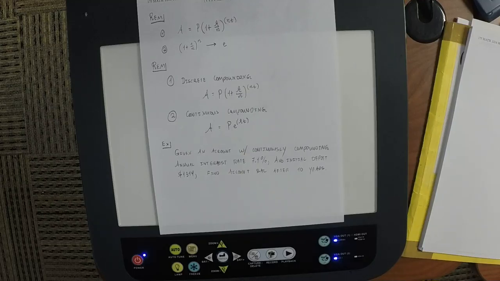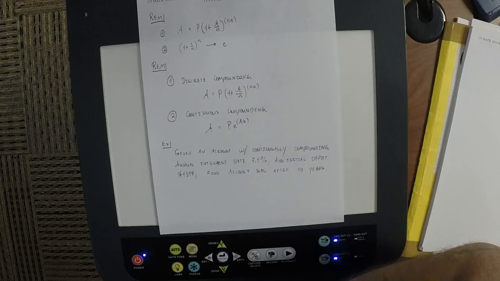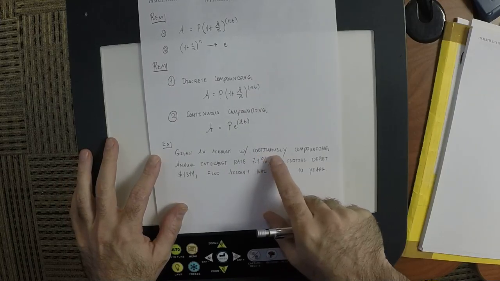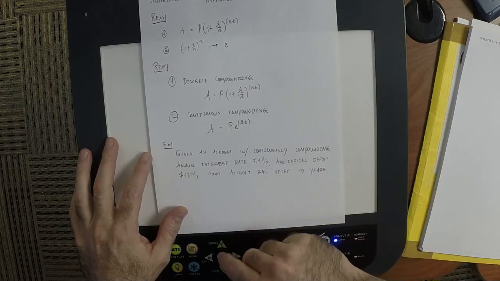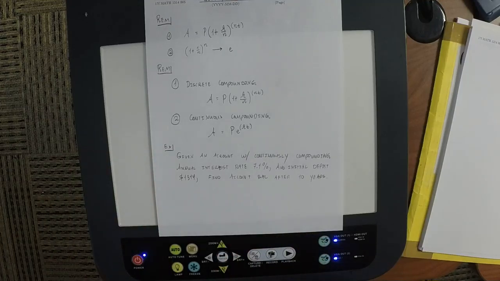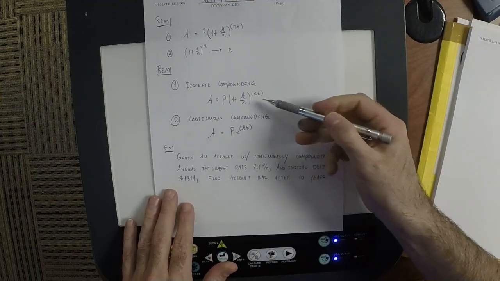Okay, so now we have three interest models. We have the simple interest model, the discrete compounding model and the continuous compounding model. So which model are we supposed to use? The continuous one. Okay, good. What is your hint that should be the case? Well, probably the phrase continuously compounding, right? So that's kind of a giveaway.